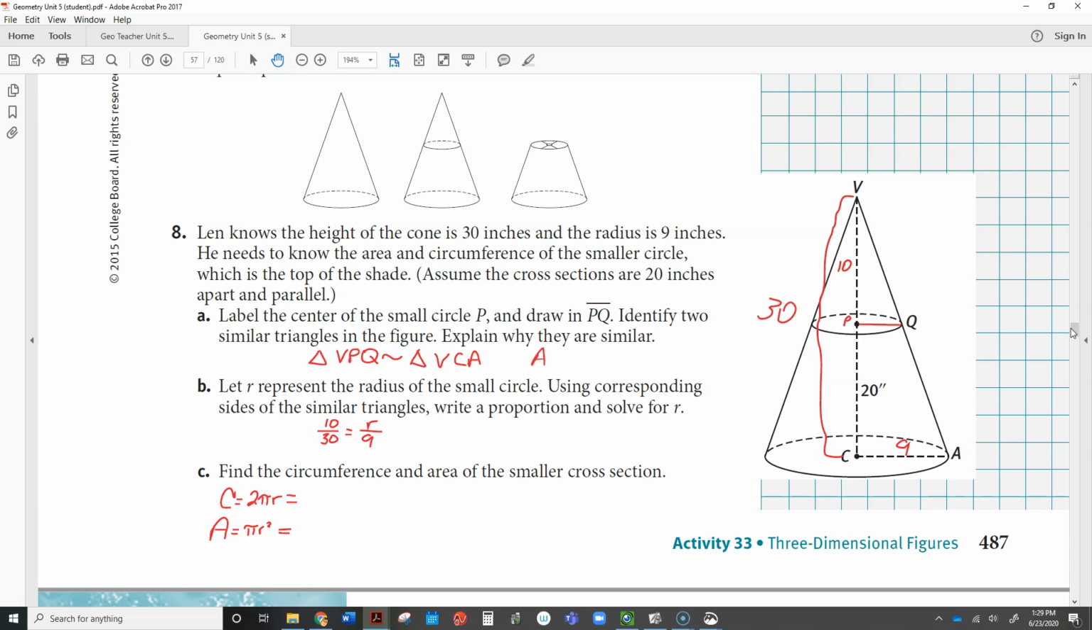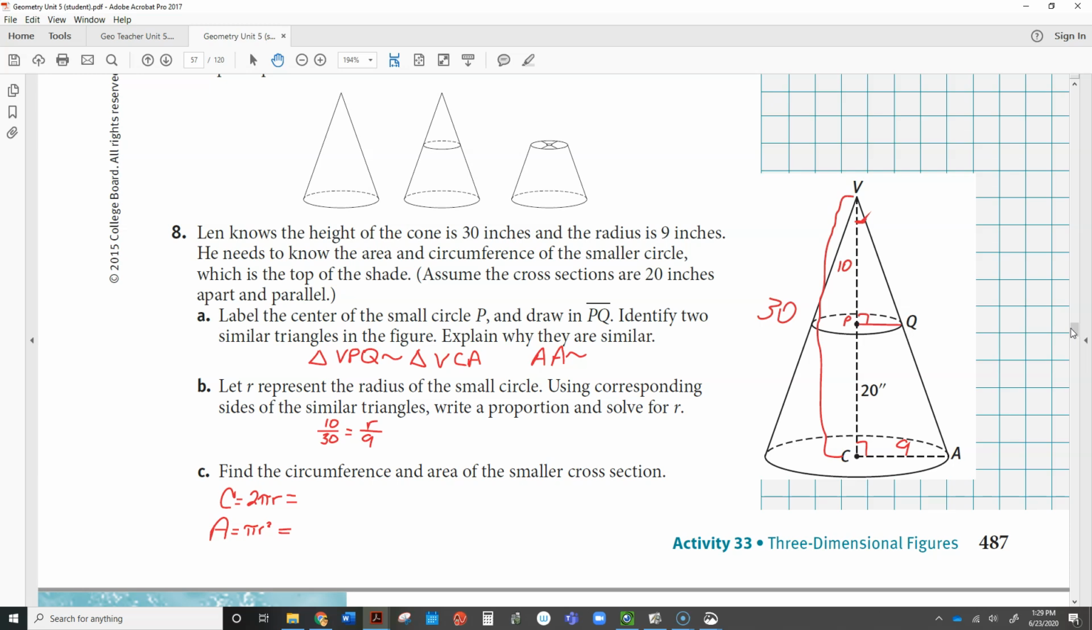Well, we know by angle similarity. Where are the two angles? I have a right angle right here, and I have a right angle right here, and they share that angle right there. So we've got one pair right here, a second pair up here. That means that I can write a ratio of parts. They told me that the whole height was 30, and they told me that the distance between the cross sections was 20. So if the height is 30 and this bottom piece is 20, then the top piece must be 10.